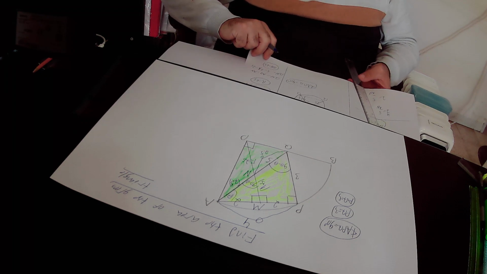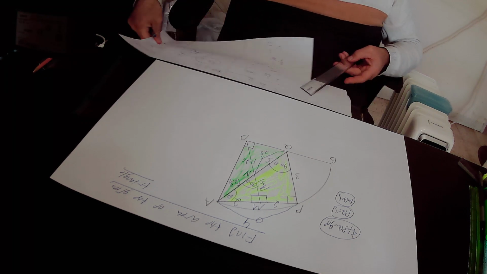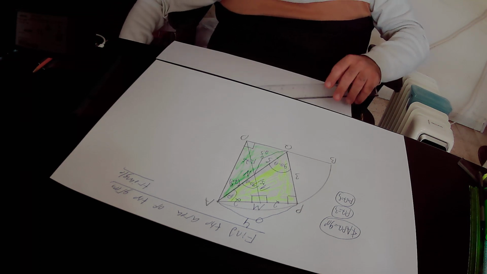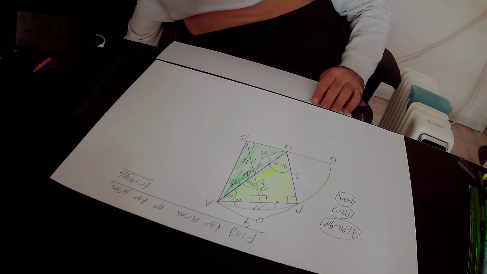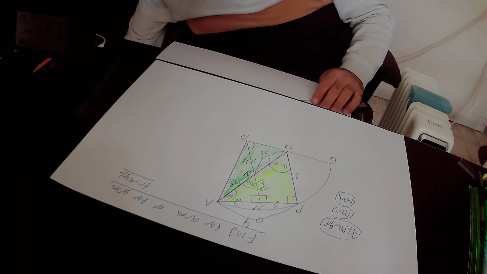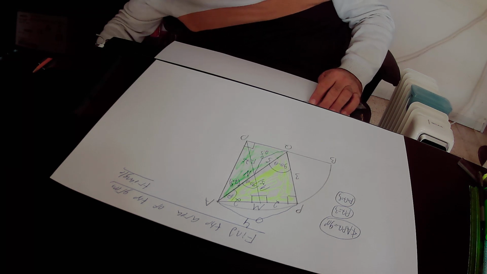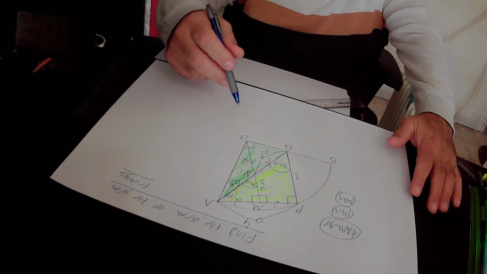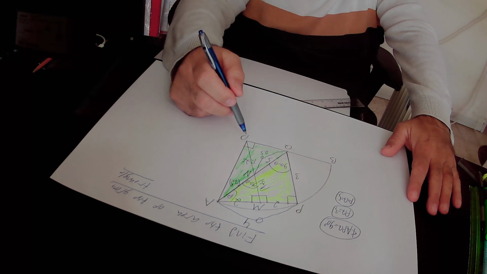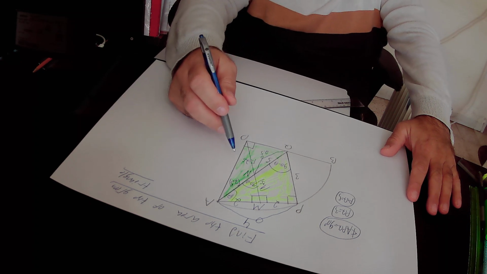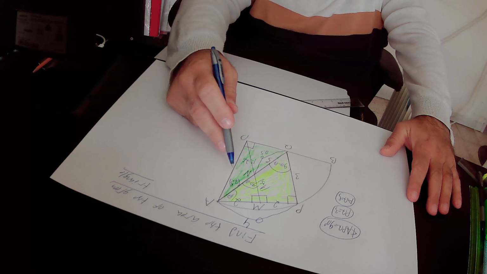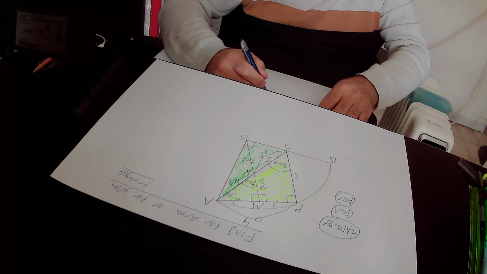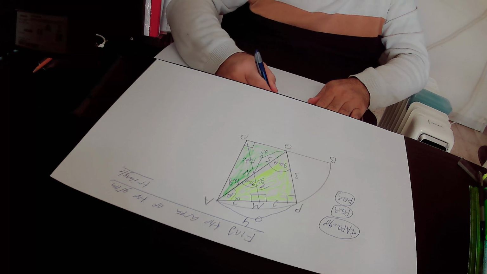In the next step, we will implement the Pythagoras theorem on triangle AMO. So I copy triangle AMO. On a new page, we implement on it the Pythagoras theorem.